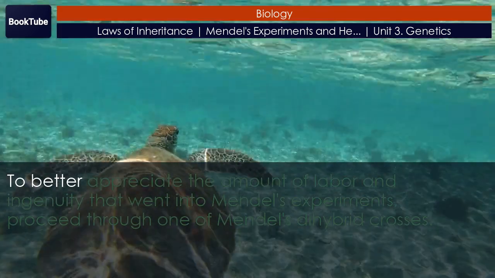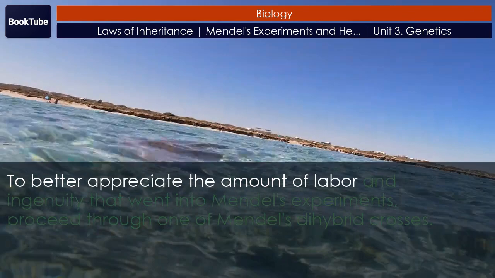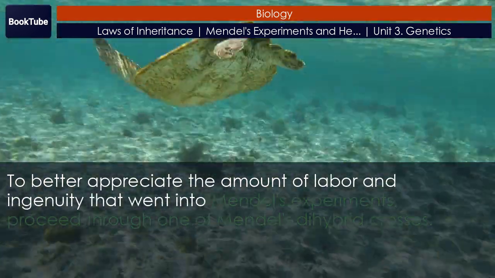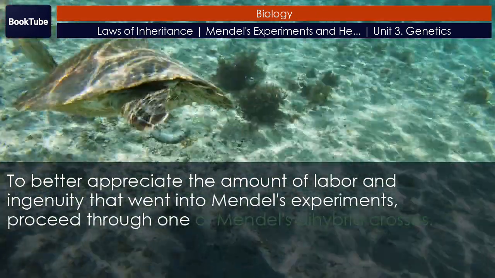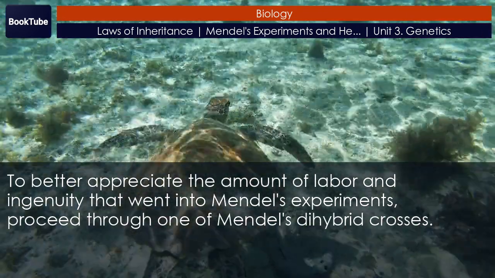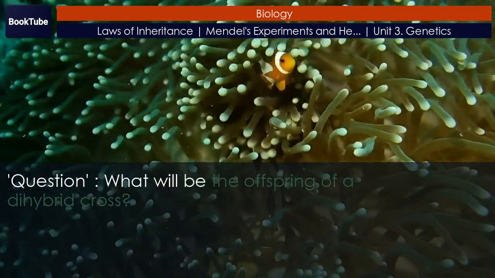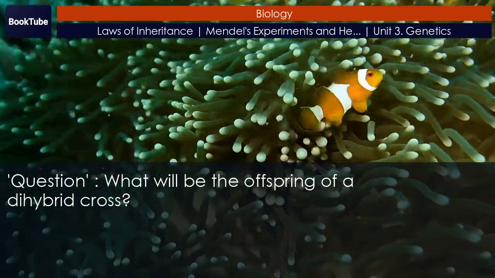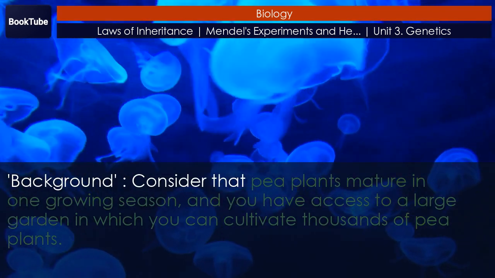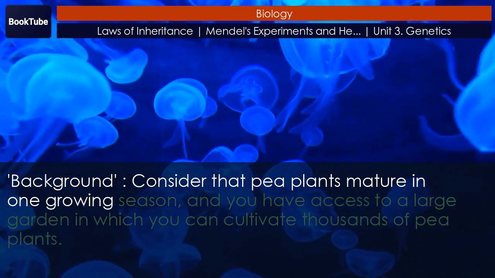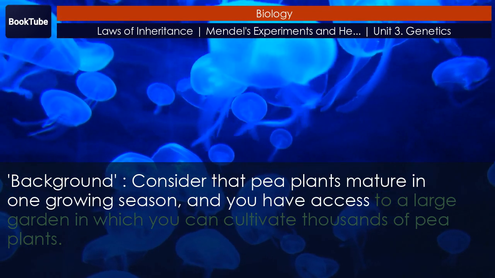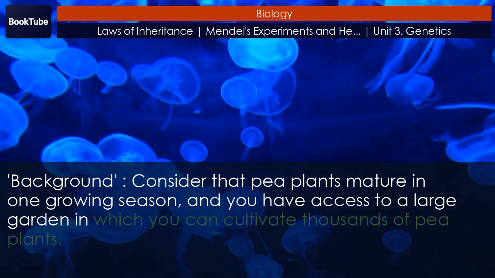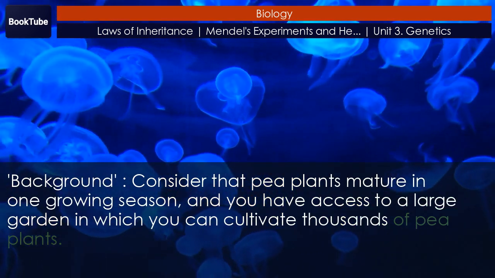To better appreciate the amount of labor and ingenuity that went into Mendel's experiments, proceed through one of Mendel's dihybrid crosses. Question: what will be the offspring of a dihybrid cross? Background: consider that pea plants mature in one growing season, and you have access to a large garden in which you can cultivate thousands of pea plants.